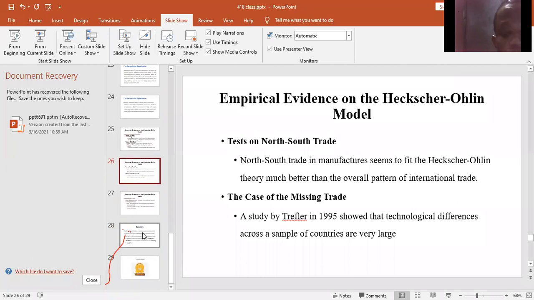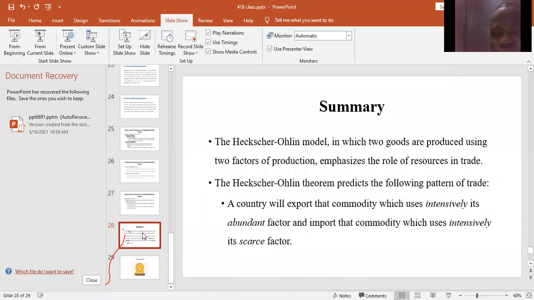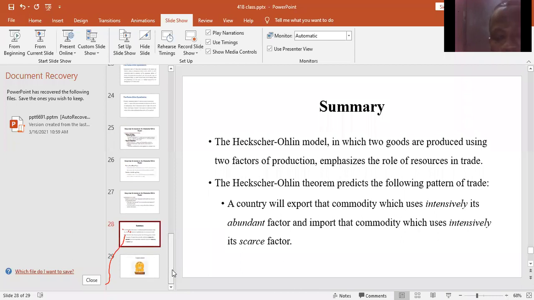Now, in summary, we've discussed the Heckscher-Ohlin theory, in which two goods are produced using two factors of production, emphasizing the role of resources in trade, and the predictions arising from that theory. A country will export the commodities which use intensively its abundant factors and import commodities which use intensively its scarce factors, which is the major thing the theory is all about.